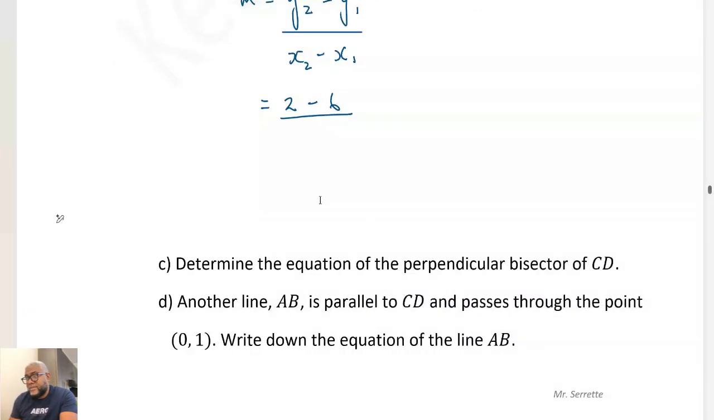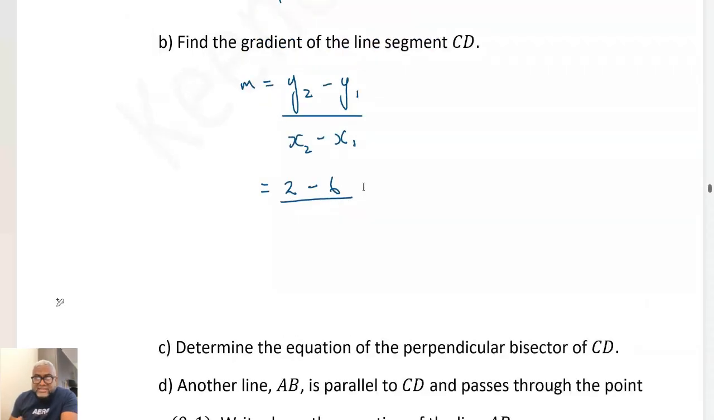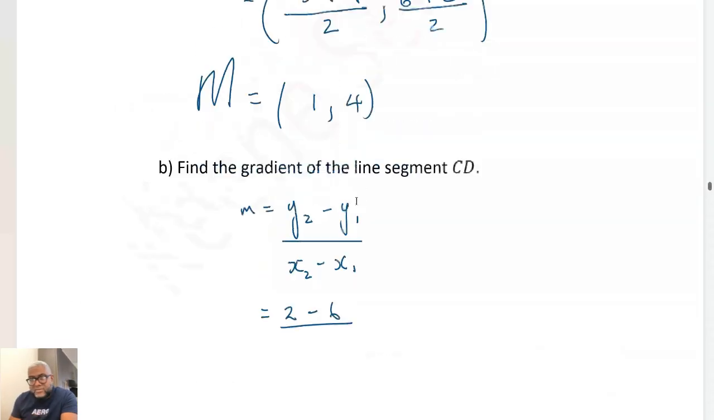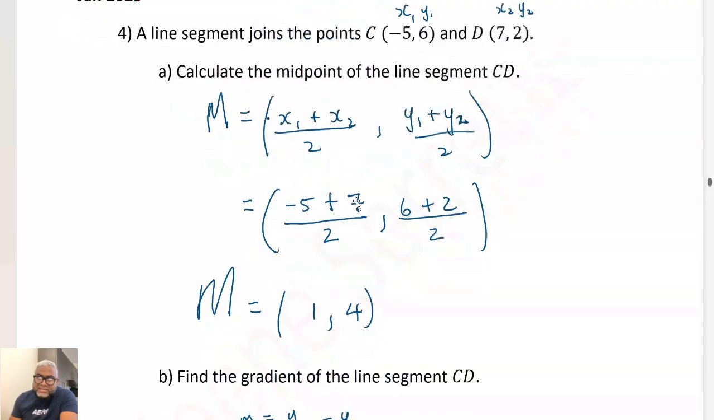Robinson, what was X2 and X1? Look at the coordinates on top there. X2 and X1? Yeah. What's X2? X2 is 7. And X1? -5.